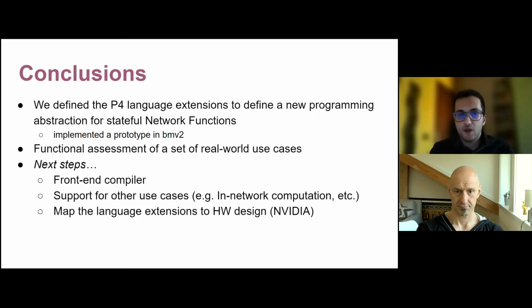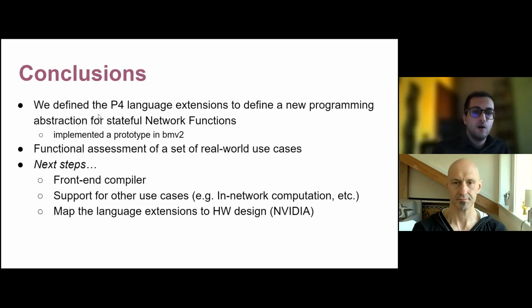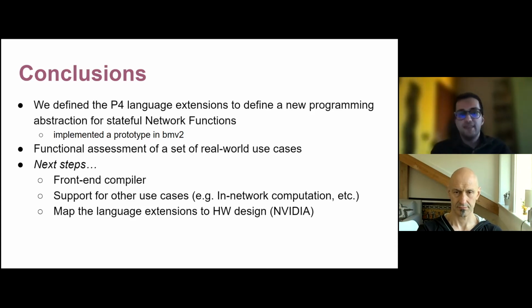So for next steps, we still miss the front-end compiler because we configured the BMV2 implementation by modifying the JSON output of the applications. Then we have to investigate the support for other use cases that may require different functionalities, for example, in network computation. And then map the language extensions to the hardware design, so to the actual ASICs.